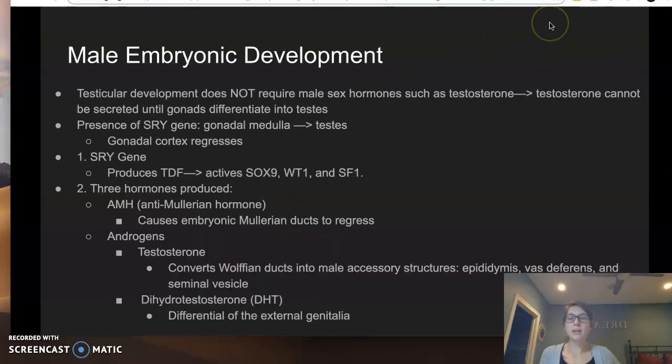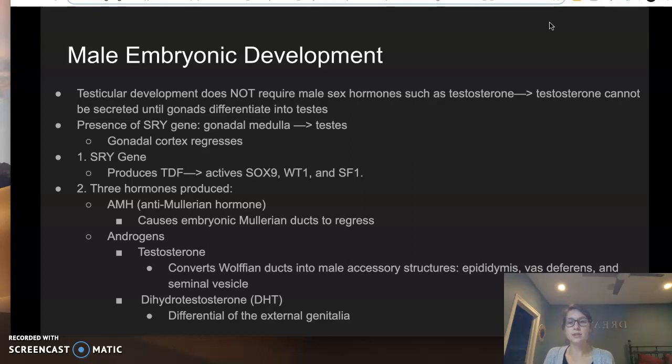So then the male embryonic development, an important note is that the testicular development does not require male sex hormones such as testosterone. Testosterone cannot be secreted until gonads differentiate into testes. So the SRY gene, it is the sex-determining region of the Y chromosome.